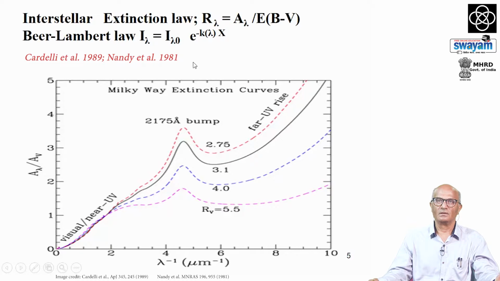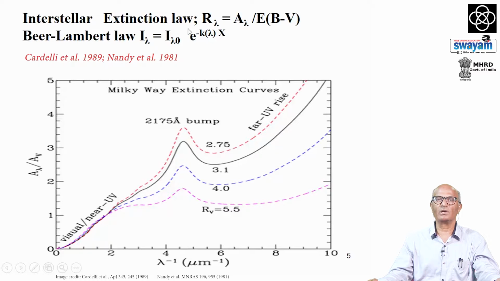And in fact, this slide shows the interstellar extinction law. For this, scientists have defined a parameter we call the ratio of total to selective absorption, and it is denoted by R. It is a function of wavelength, and it is expressed as R lambda is equal to total extinction A lambda divided by color excess E(B minus V).